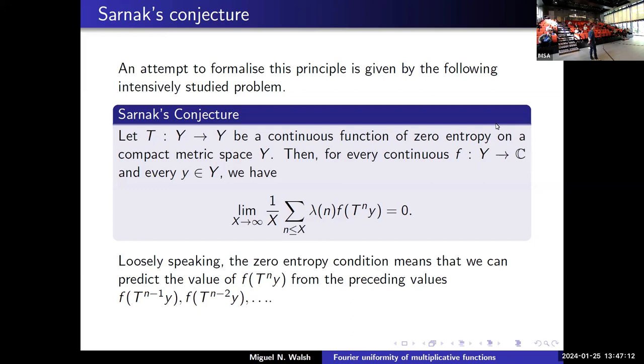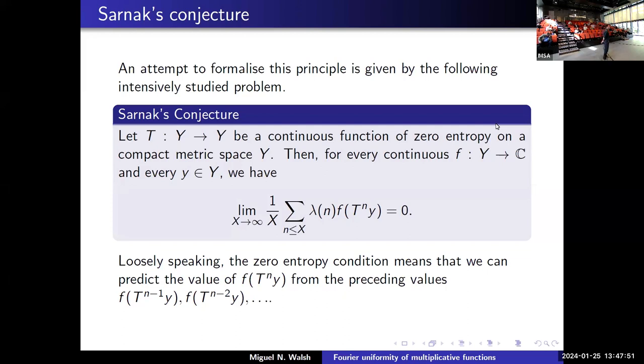Loosely speaking, what it means for something to have zero entropy in this context is that we can essentially predict the next value of the sequence that we have constructed from the previous values. That's essentially what the concept of zero entropy tries to encapsulate: if we know the preceding values, we have some prediction about the next one. Now, as I mentioned before, the idea underlying all these conjectures is that the Möbius function behaves randomly, in contrast to this predictability. So nothing that arises in this way should be able to imitate the behavior of the Möbius function, because it's the opposite of predictable.